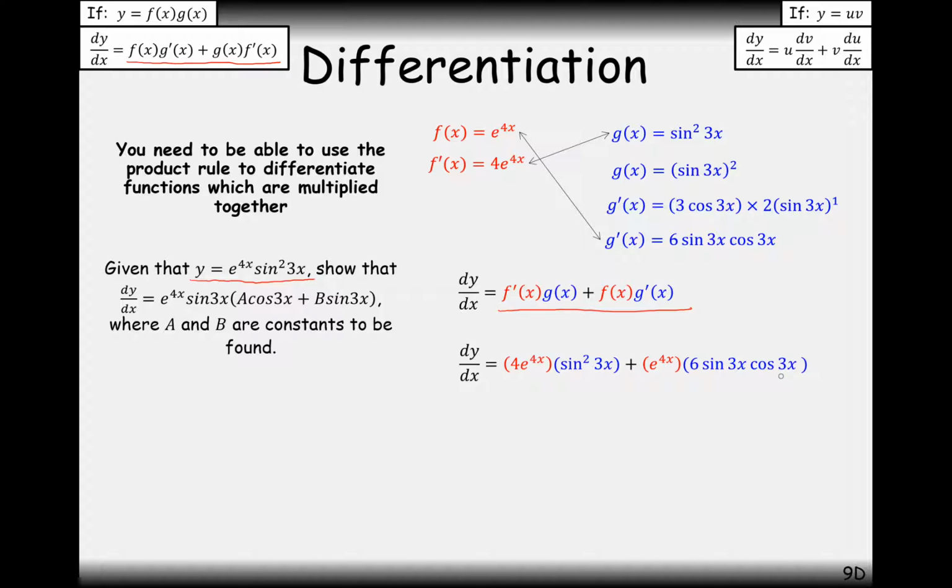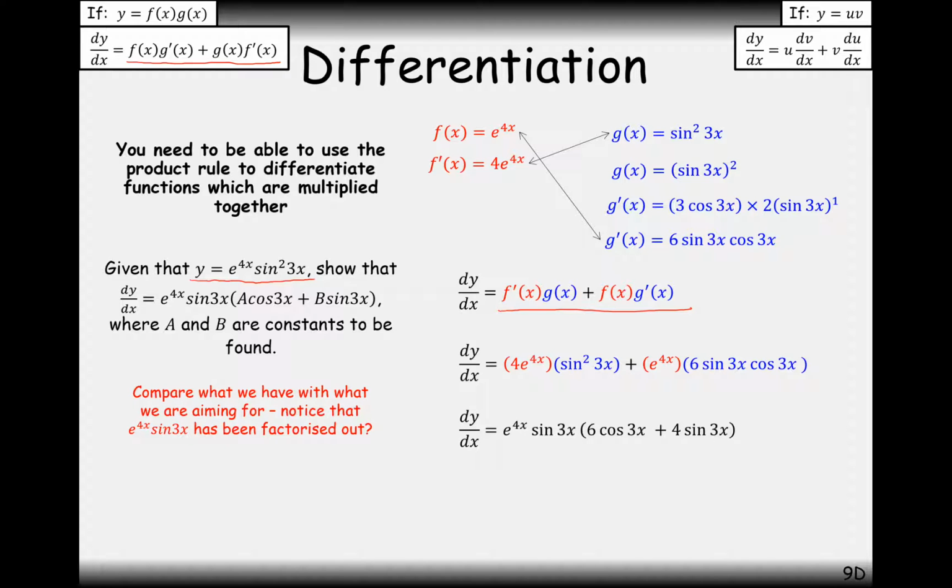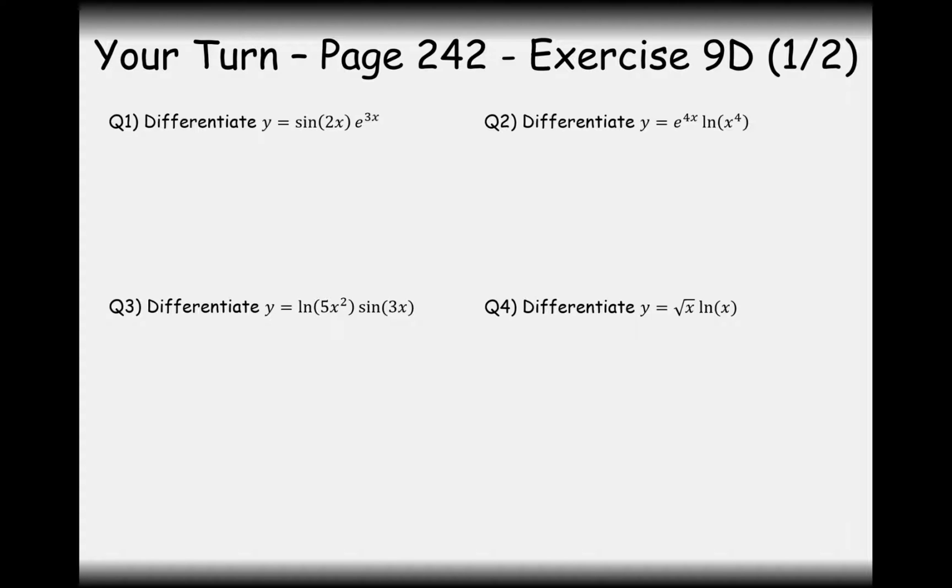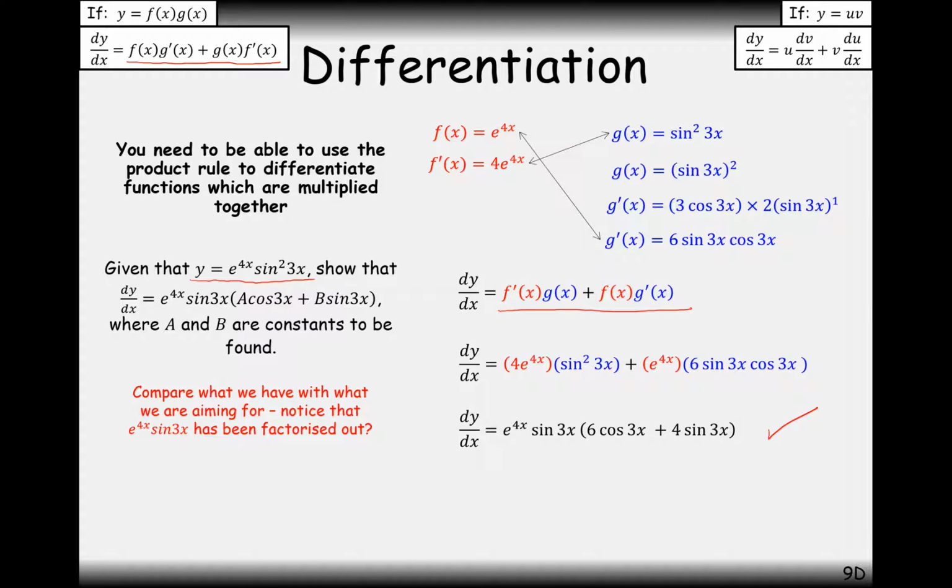Coming back to this product rule here, we now need to expand the brackets and simplify. So in this case, we've got a sine function that's in common between both of these expressions. We've also got an e to the 4x that's in common between these two expressions. So for the first one, we're going to have 6 cos 3x. For the second one, we're going to have 4 sine 3x. So this is our answer here: a equals 6 and b equals 4.